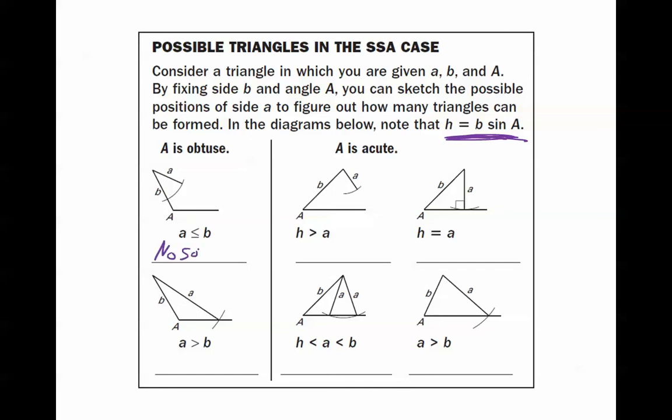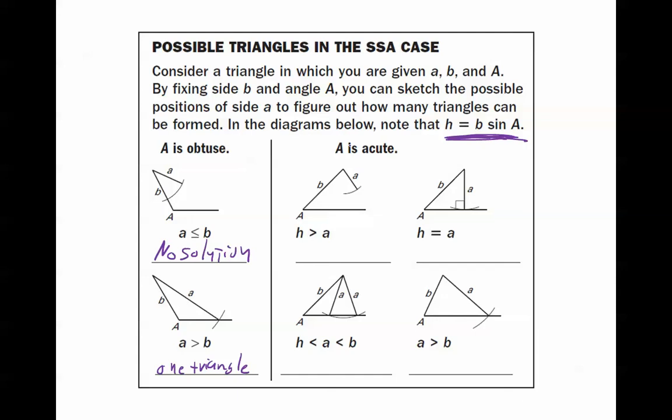So you're going to check at the beginning here, if angle A is obtuse, then you're going to see if A is less than B. Because if it is, there's no solution. We can't do it. However, if A is obtuse and A is larger than B, then it will form a triangle. And in fact, it'll just be a single triangle that can be formed.